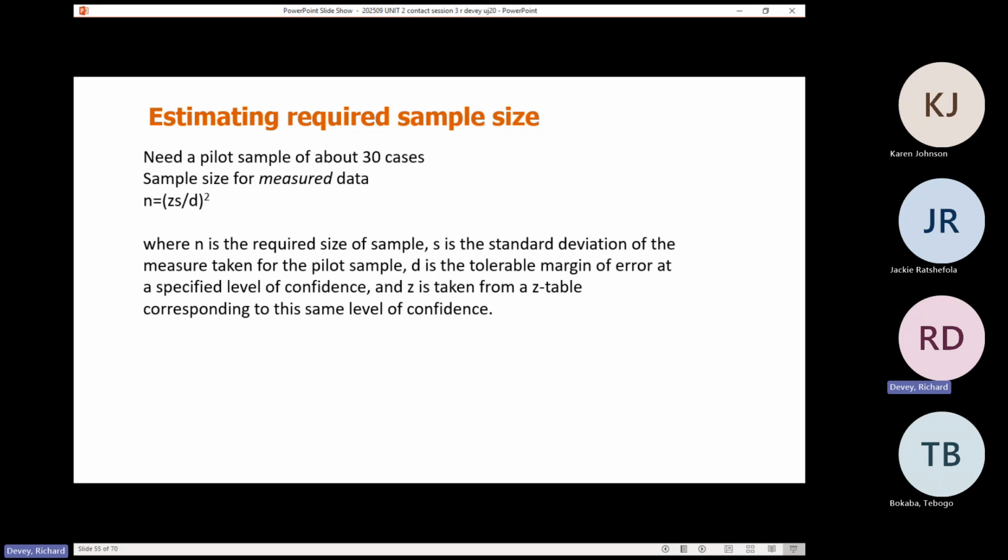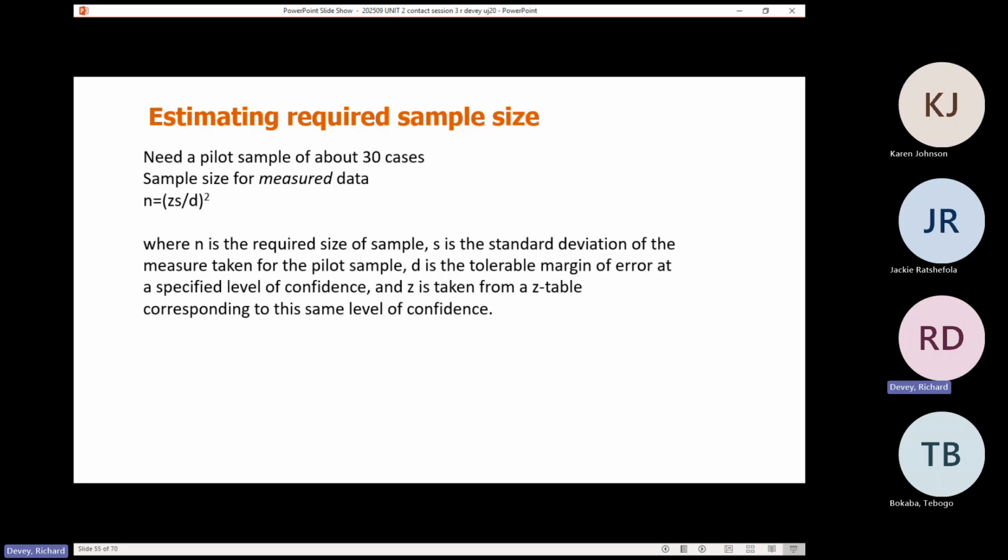So N is our required sample size. S is the standard deviation of the measure that we've taken in the pilot sample. So let's say, for example, we measure self-esteem among students. We would conduct a pilot study, and we'd use an instrument that measures self-esteem, and then we would get a mean and a standard deviation for that measure for the group of students that we're targeting in our pilot. So this S is the standard deviation from that measurement that we've taken. So you have to do some field work in order to get that result.